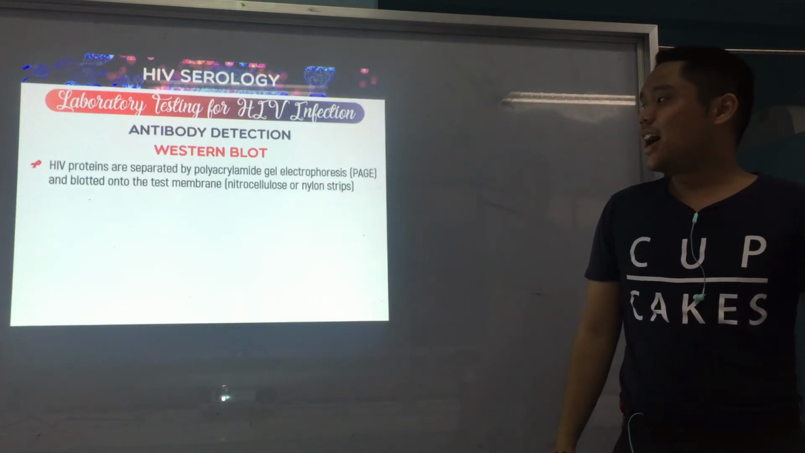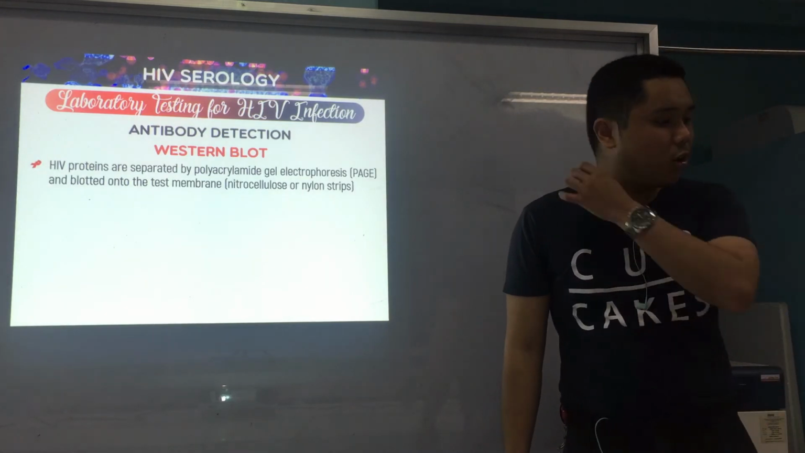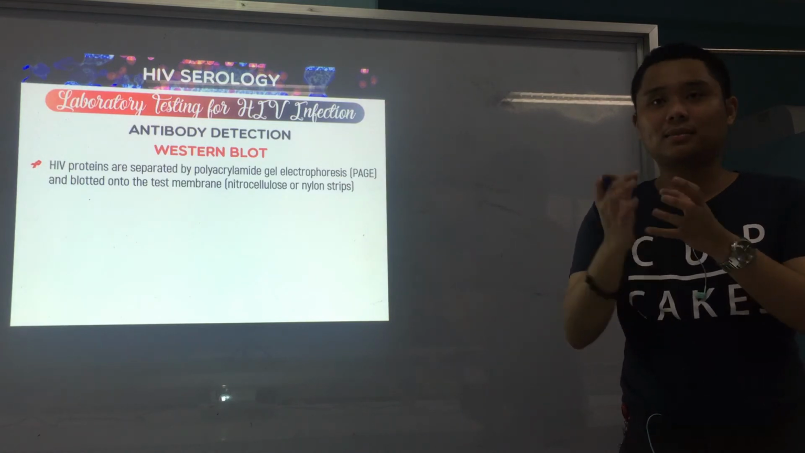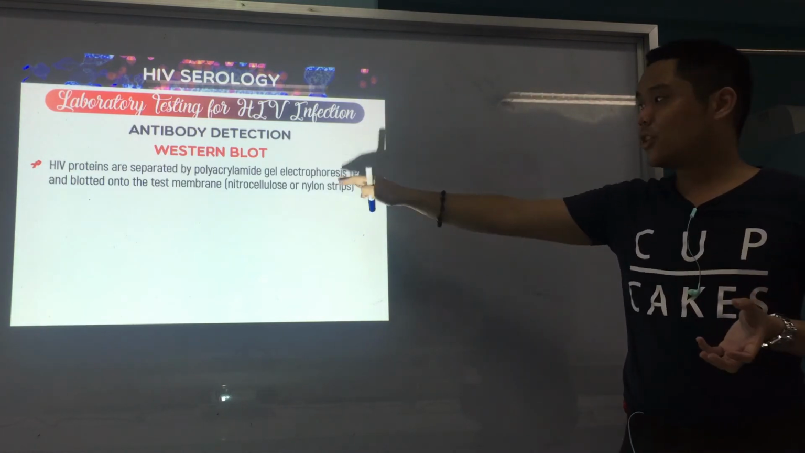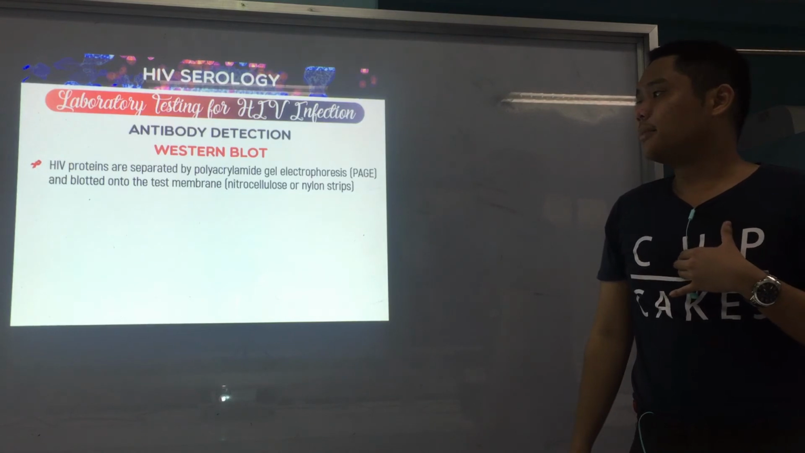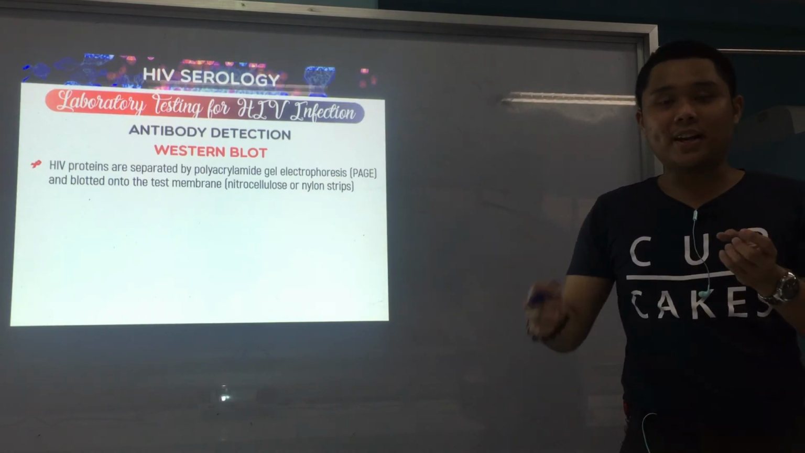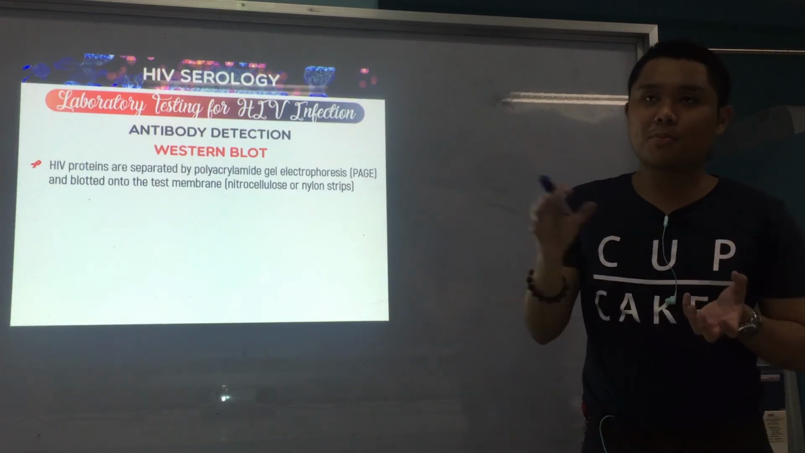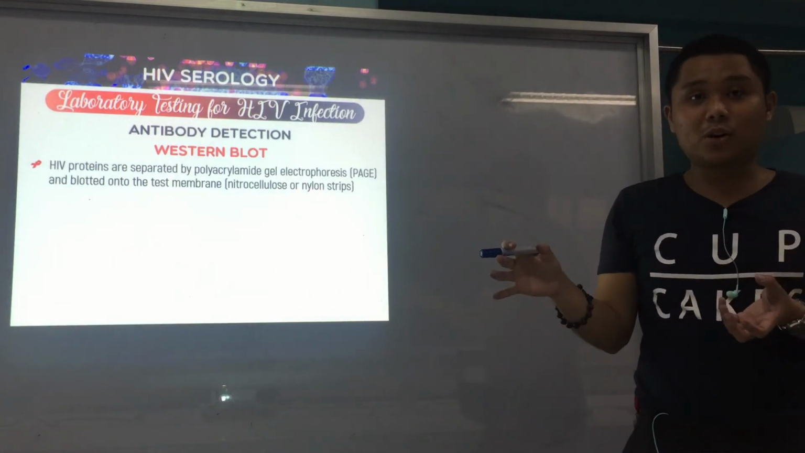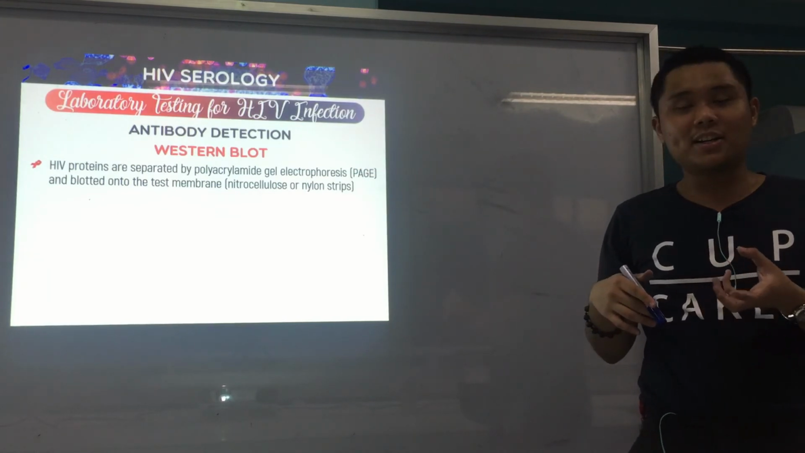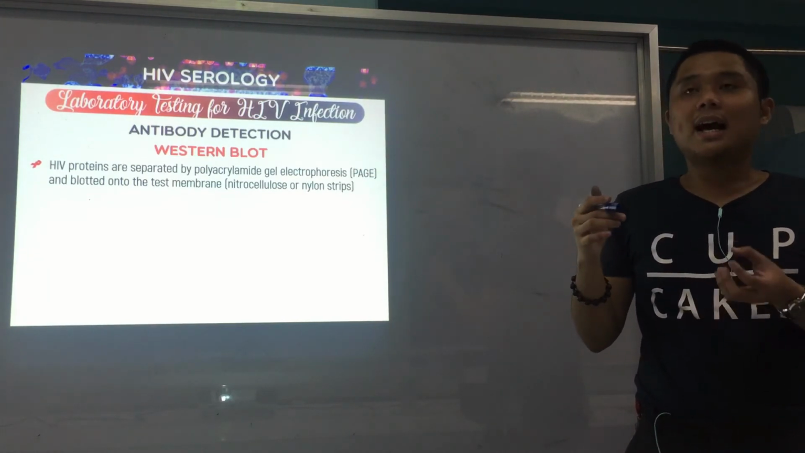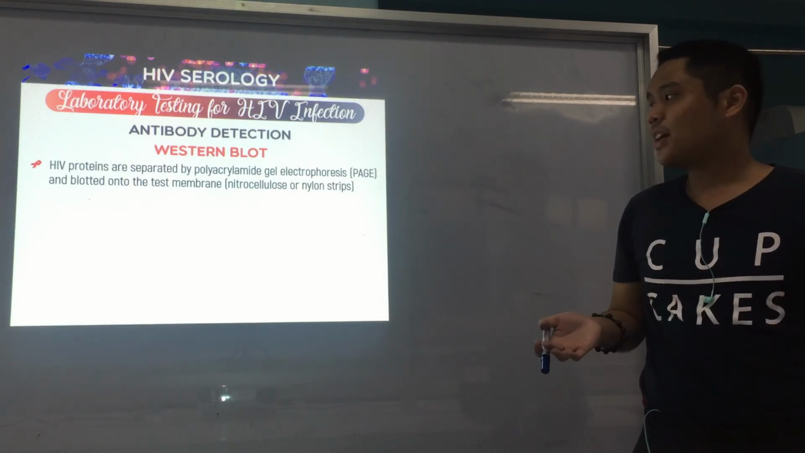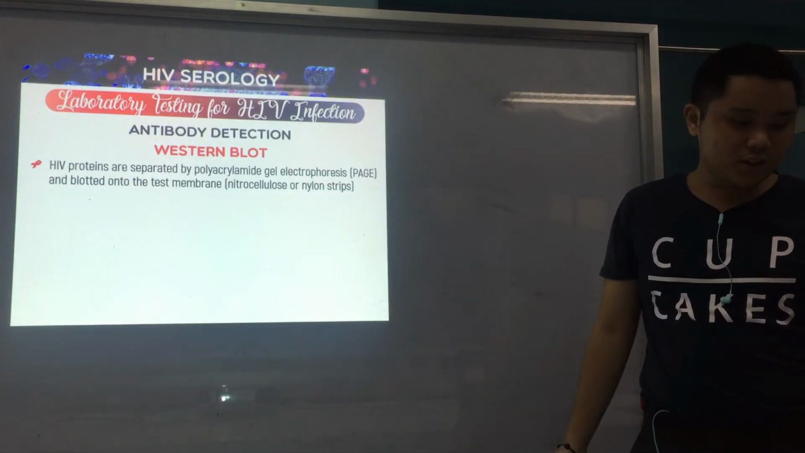Okay, all right. Now, for Western blot procedure, your HIV proteins, they are put in actually parang test strip, no? And they are separated by electrophoresis already. Okay? And they are blotted onto the test membrane. So, separate sa dani mong HIV proteins, no? By using electrophoresis in PAGE, polyacrylamide gel electrophoresis. And after separation by electrophoresis, they are put in a test membrane. Okay? Alright, nitrocellulose or nylon strips.